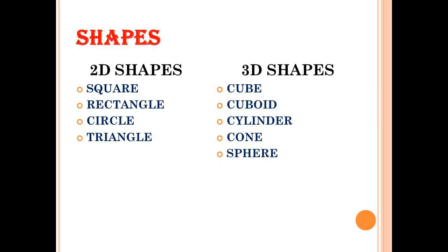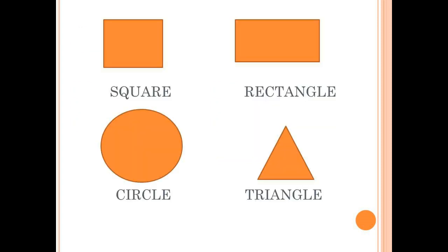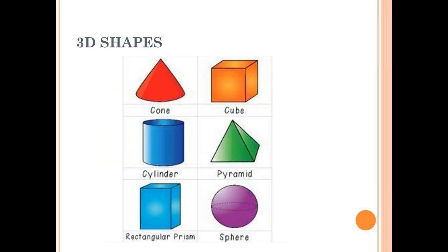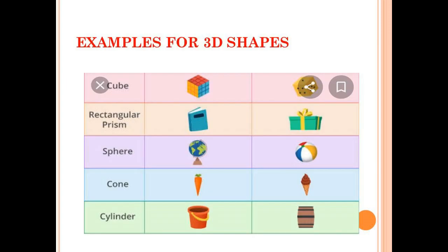Shapes: 2D shapes and 3D shapes. 2D shapes: square, rectangle, circle, triangle. 3D shapes: cube, cuboid, cylinder, cone, sphere. Now see the images of 2D shapes. These are the images of 3D shapes. These are some examples of 3D shapes.